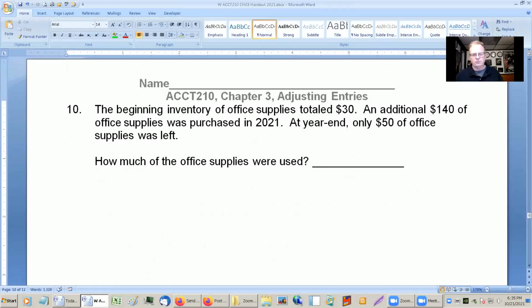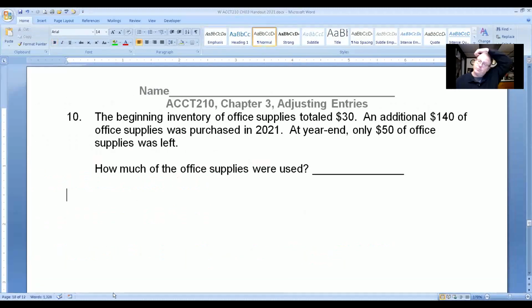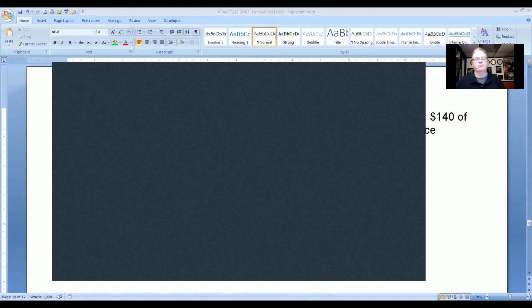The beginning inventory was 30. And then we purchased an additional goods, supplies, purchase was 140. So it's going to be 170.